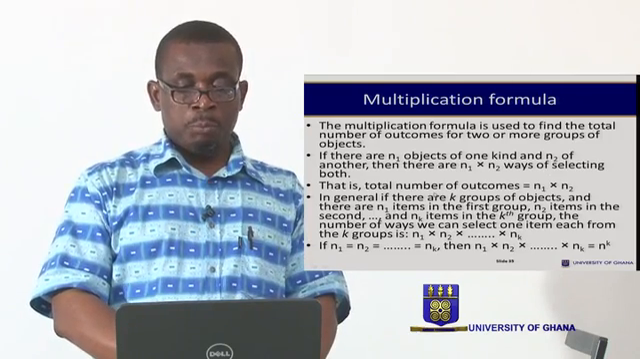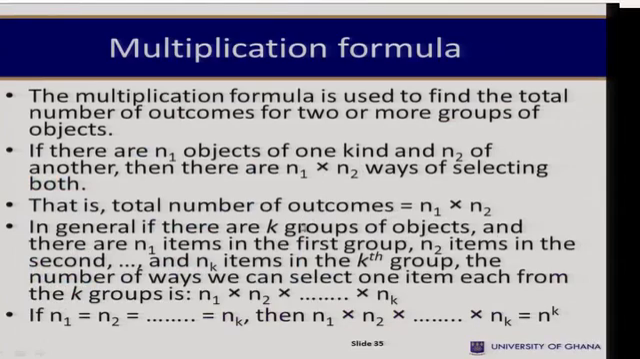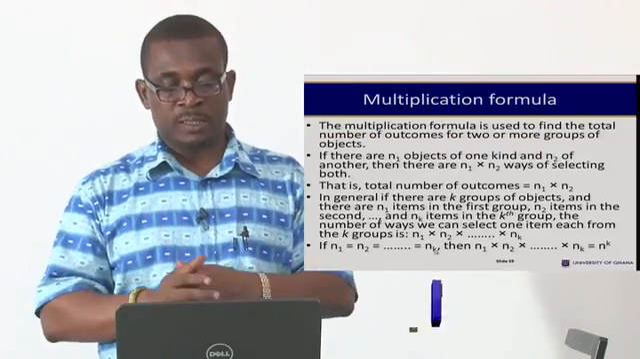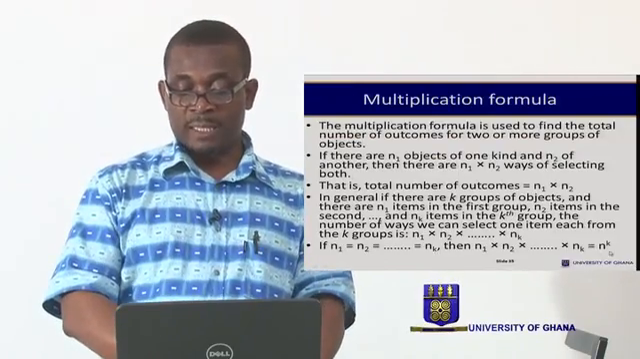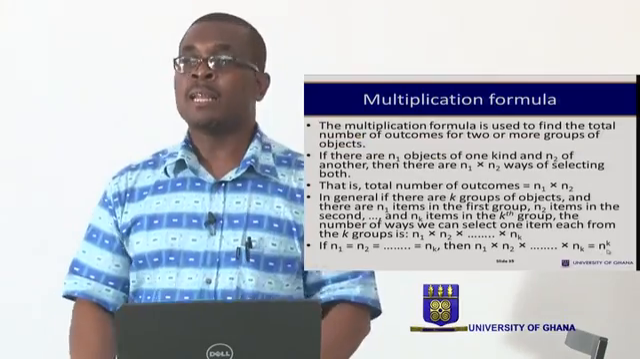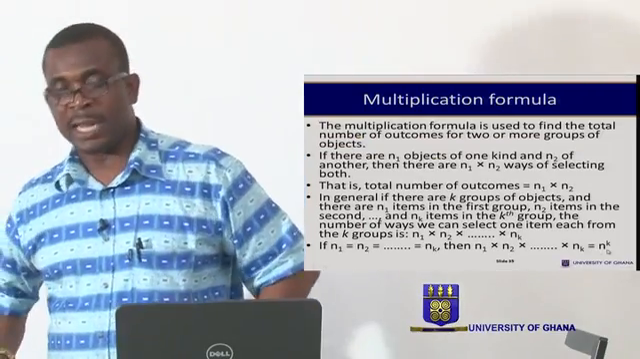So we can do it for k groups of objects. If there are k groups of objects, it is n1 times n2 times up to nk, where n1 is equal to n2 is equal to nk. That is, when you have the same number of objects in each group, then the formula is simply n raised to the power k. Now let me give you another practical example.